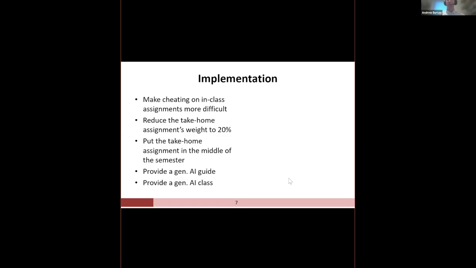Another aspect of how I implement this approach is, after they've read that guide, to have a 100-minute class that's all about getting students' hands dirty, getting them to try to do some work with ChatGPT so they can see how it works.